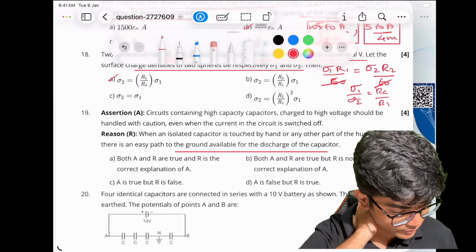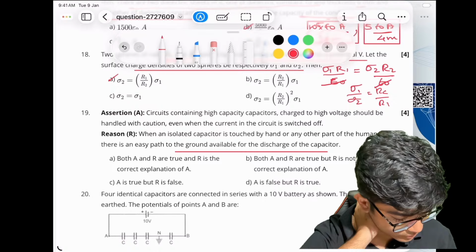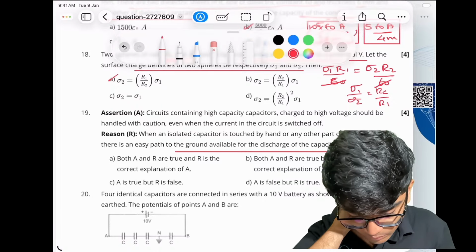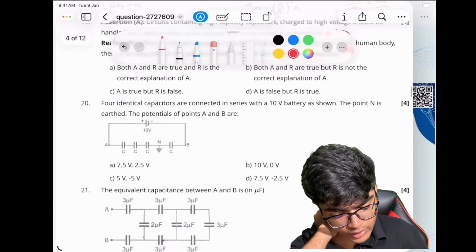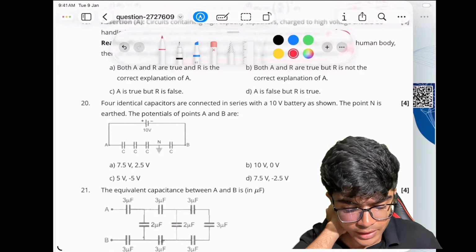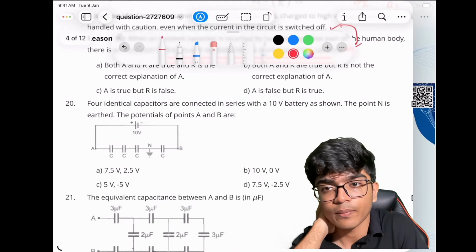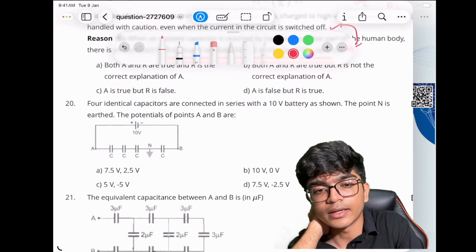Okay, fine. Are they both true? Yes. This is right. This is also right. This is very theoretically based. I'm not explaining that. This is a little interesting. This question is interesting.